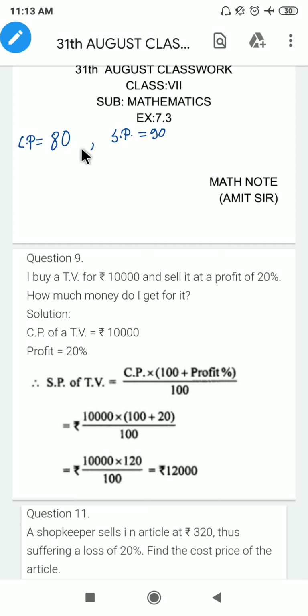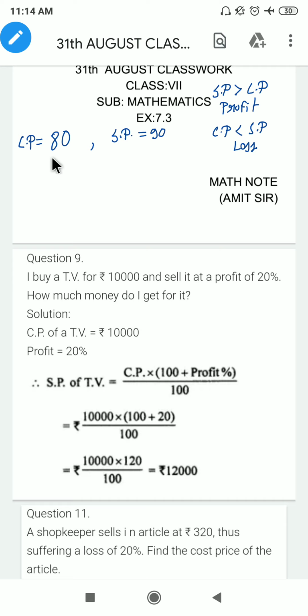Obviously profit happens because the selling price is greater than the cost price. If the selling price is greater than the cost price, then profit happens, and if the selling price is less than the cost price, then there is a loss. Clear? So this time there is a profit.